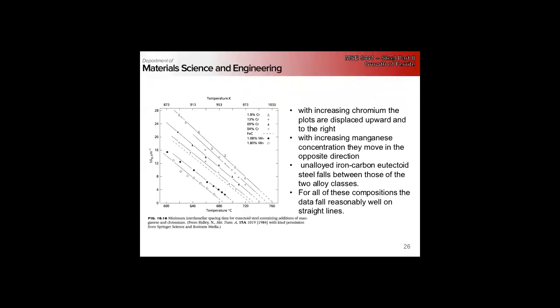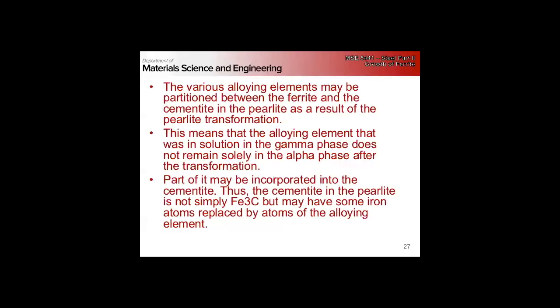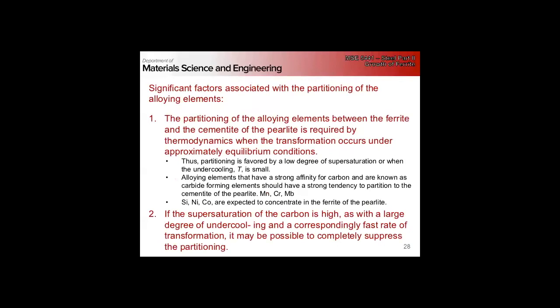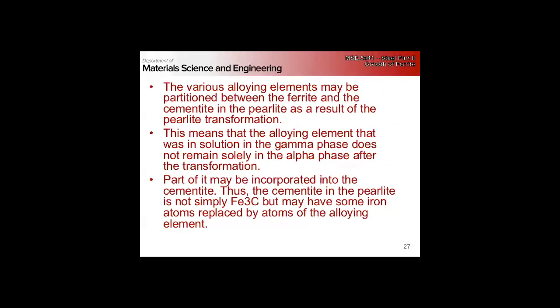Right, and the basic trends as we add chromium and manganese. You don't need to know that plot, but what the effect of adding a ferrite stabilizer is going to do. When we partition, the composition of the alloying elements isn't going to stay the same. The alloying elements are going to partition preferentially either to the ferrite, the cementite, or the retained austenite. Ferrite stabilizers will tend to go to the ferrite.